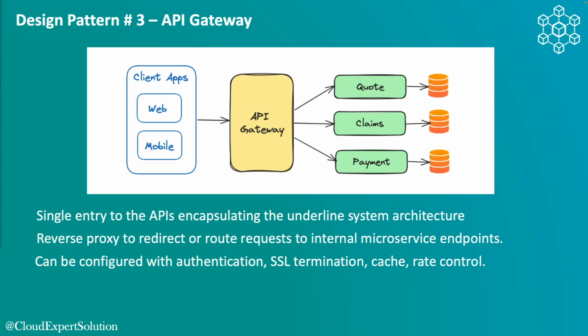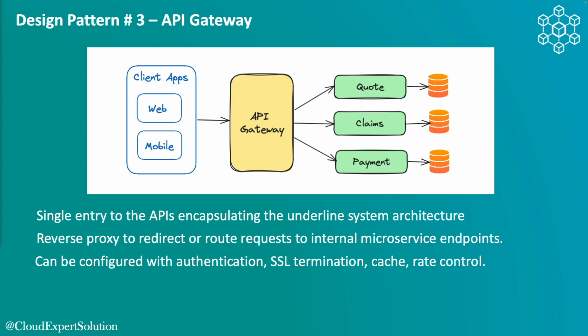Now we can configure authentication, SSL termination, cache, or even rate control. If we want that, maybe my code request cannot be invoked more than 10 times per second, we will be able to create the rate controls.